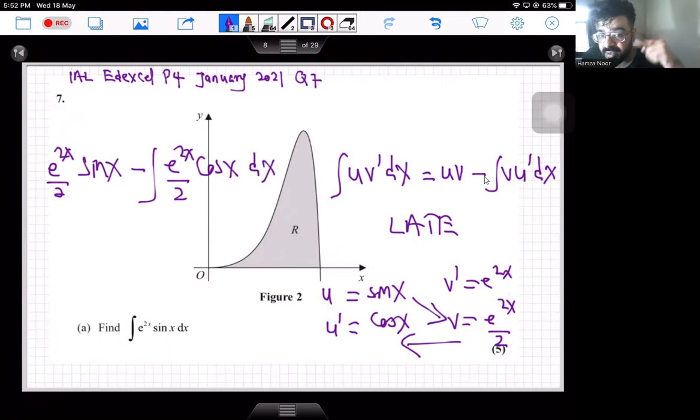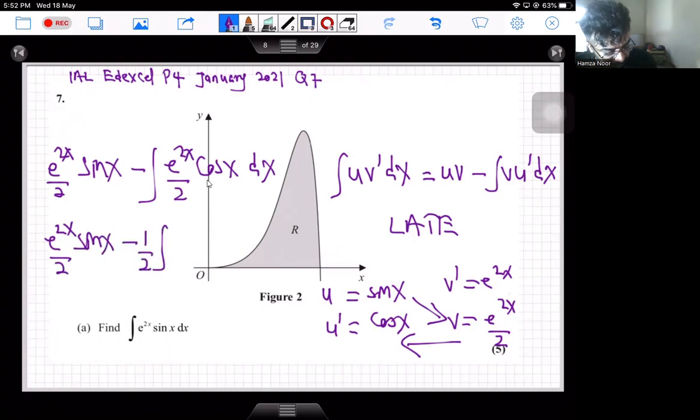As we can see, we need to use integration by parts again. So far we have achieved this. Now I'm going to take this constant term half outside. So e raised to the power 2x over 2 multiplied by sine x, minus half taken as common outside, multiplied by the integration of e raised to the power 2x multiplied by cos x with respect to x.